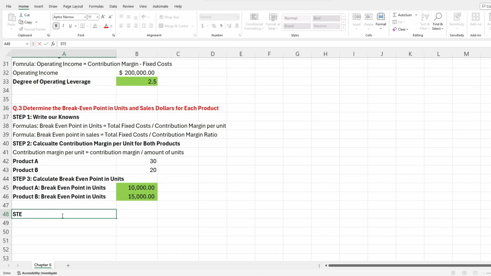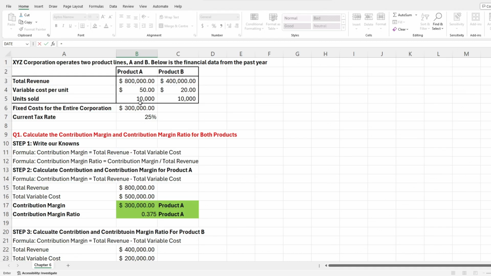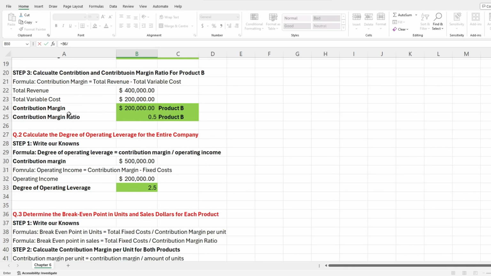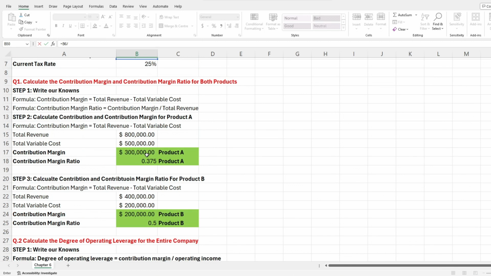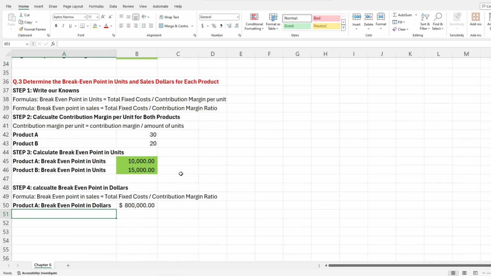And in step 4, let's calculate our break-even point in dollars. So the formula, I'll recopy that from on top. So total fixed cost divided by contribution margin ratio. So product A, break-even point in dollars. So total fixed cost, we can go all the way on top, 300,000 divided by our contribution margin ratio. So we calculated it here in question 1. So 0.375 for product A. And that gives us our break-even point in dollars of 800,000.